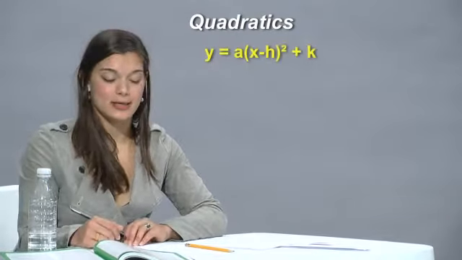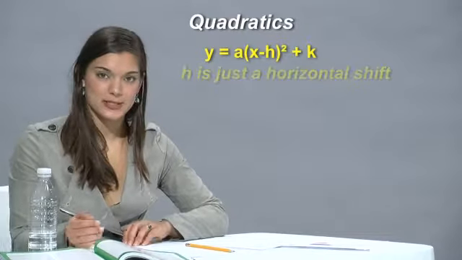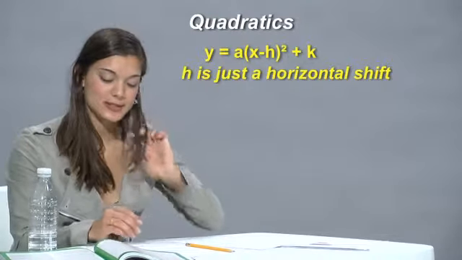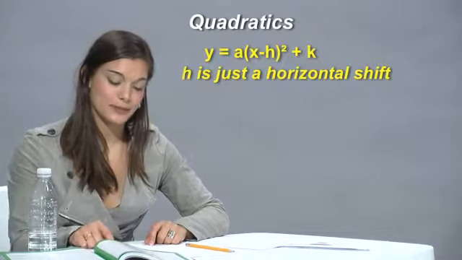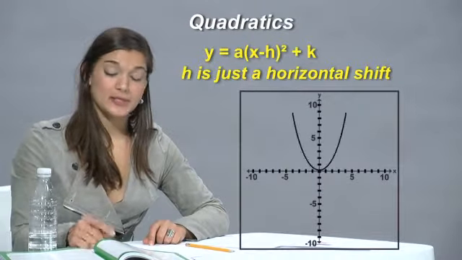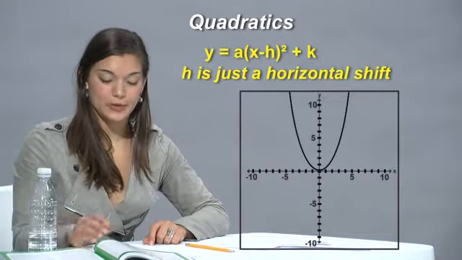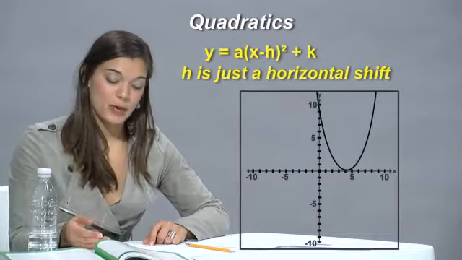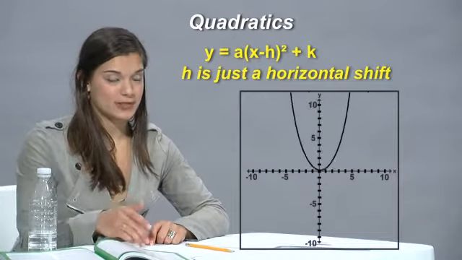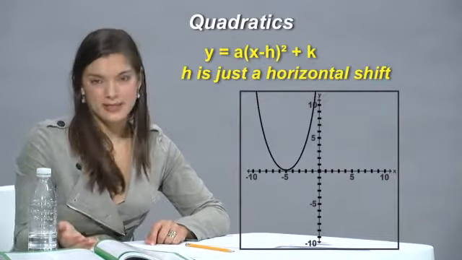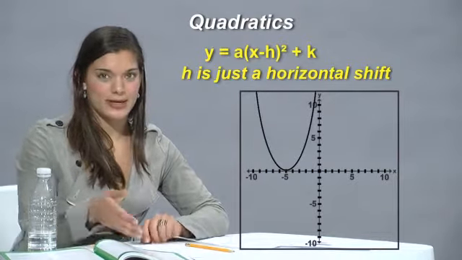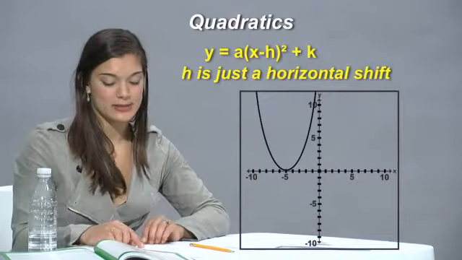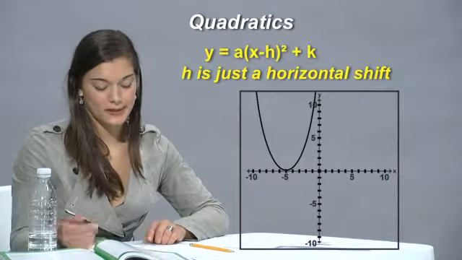The next constant is h. h is just a horizontal shift, so that's a shift along the x-axis. If h is positive or greater than 0, the graph is going to shift to the right. But if h is negative, the graph is going to shift to the left. This makes sense because we know that the negative x's are on the left side and the positive x's are on the right, like a number line.